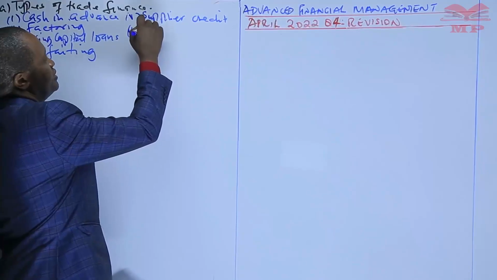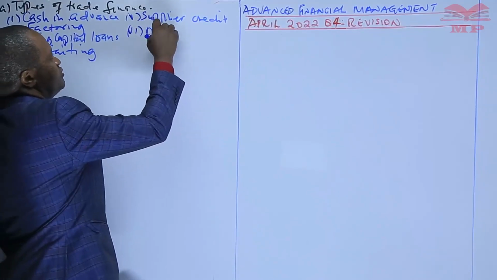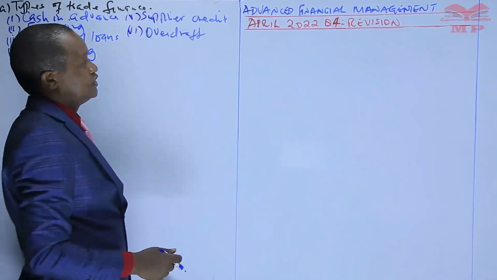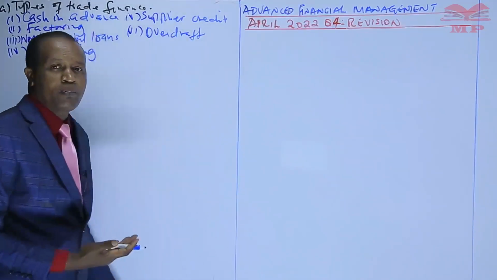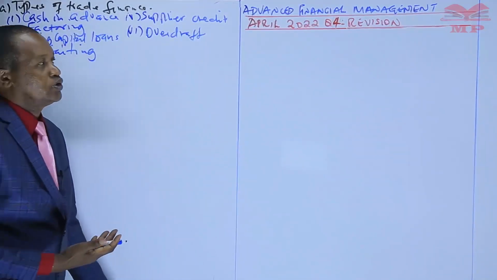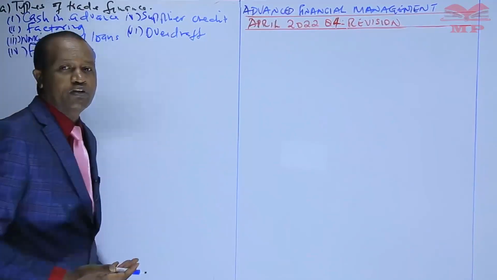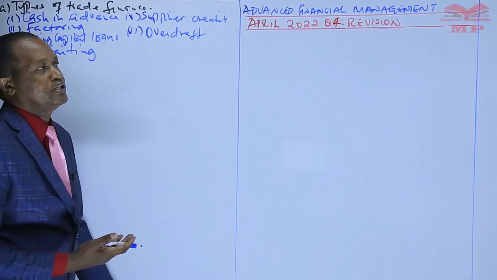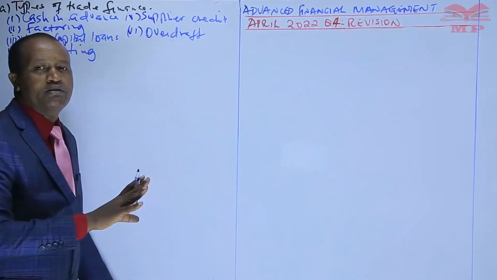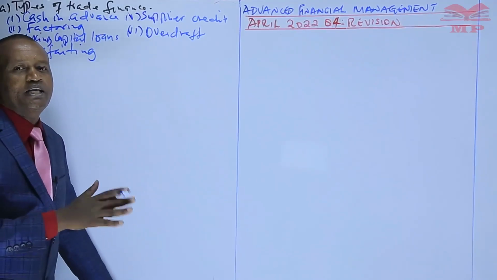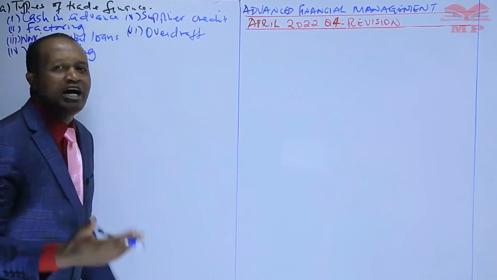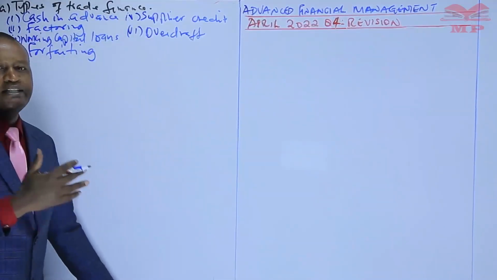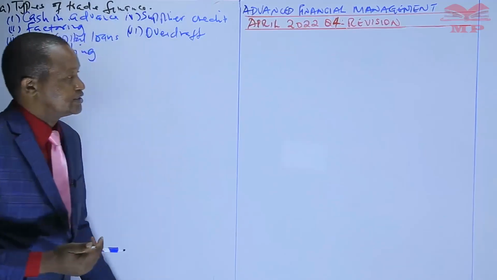We may also add here 6, overdraft. Overdraft. This is a form of a loan. It's called business overdraft. Now, business overdraft is just borrowing that takes place when the business makes payments out of its current account and exceeds its available balance.